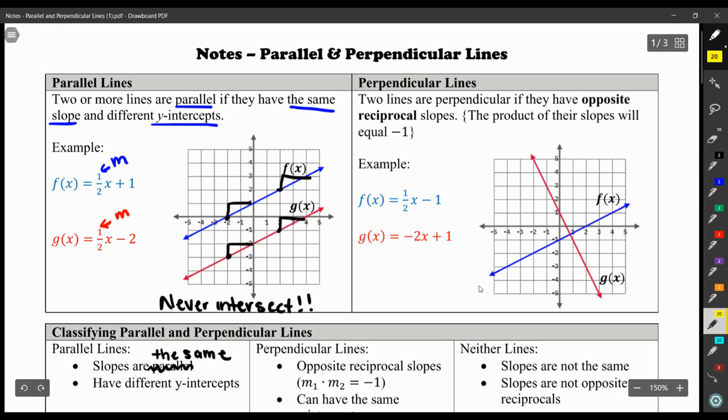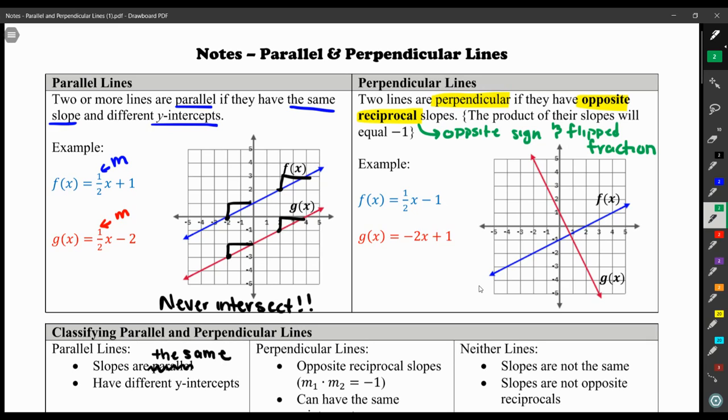Perpendicular lines: two lines are perpendicular if they have what we call opposite reciprocal slopes. Opposite reciprocal means opposite sign and flipped fraction. If both of these things happen to your slopes, that means these are perpendicular lines.